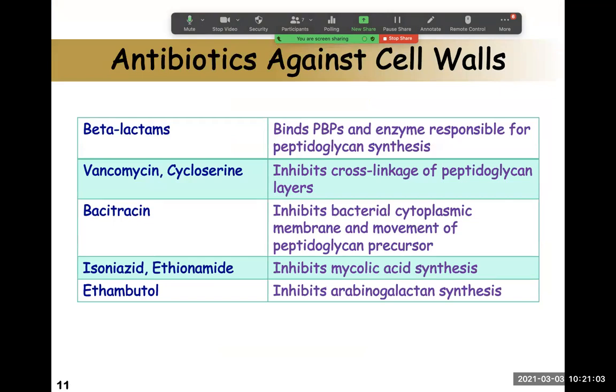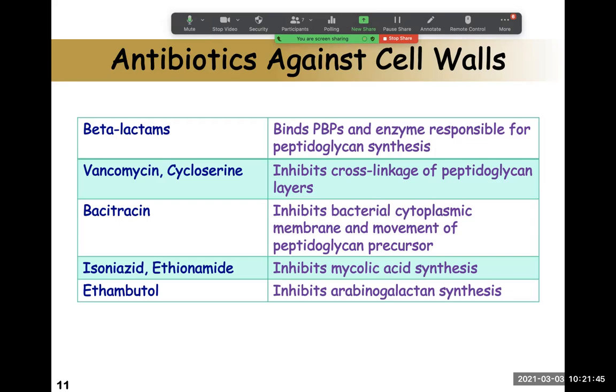And as I told you, the cell walls of these bacteria are very different from human cell walls. So many antibiotics to date have targeted cell walls. Beta-lactams bind to penicillin binding proteins. These are proteins and enzymes responsible for synthesis of the peptidoglycan. If you prevent the synthesis, the cell wall cannot form, and the bacteria just stop doing anything. But if it is dividing, it will kill the cells. If it stops dividing, it won't do anything. So that's why they are bacteriostatic.